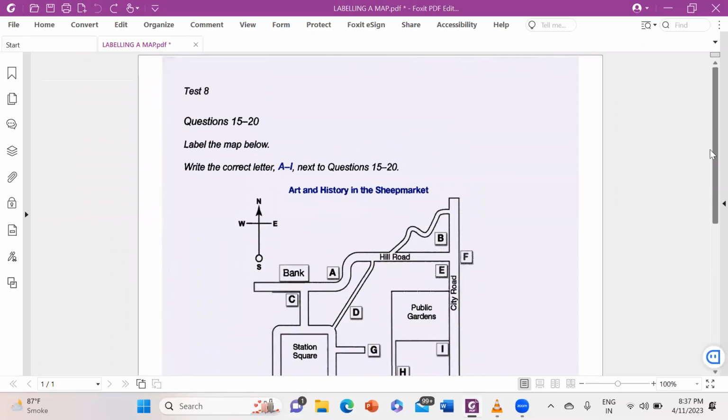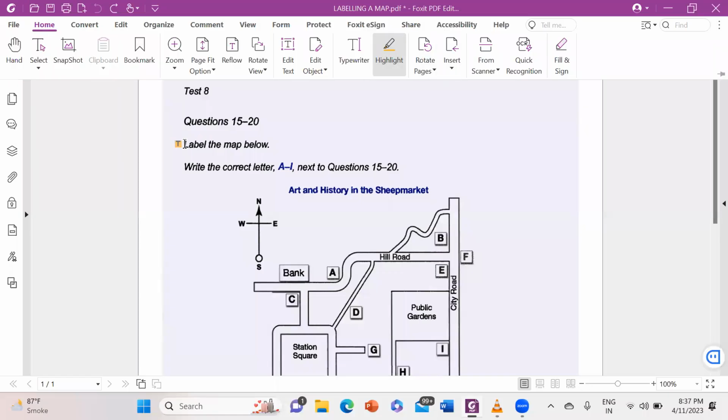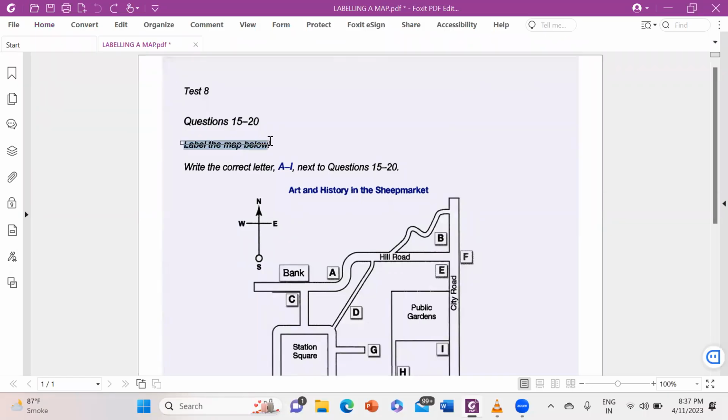So this is from Cambridge book number 12, I believe. Test number 8, section 2, label the map below. So how to identify that you're labeling a map? They will use these words: label the map below, labeling a map. It is very easy to identify.